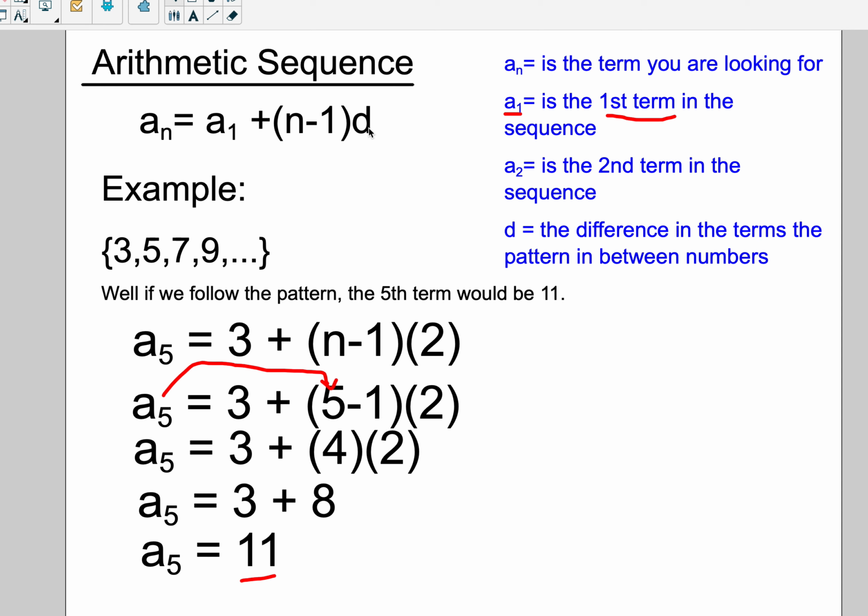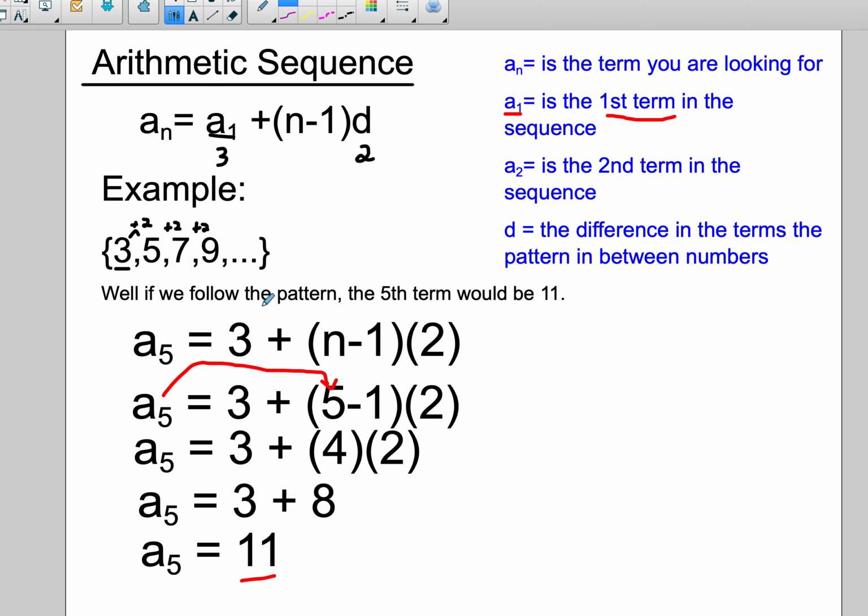So what does it mean by the difference of the terms? What is my pattern actually doing to go from 3 to 5, 5 to 7, 7 to 9? It's actually increasing by 2. So every time it's plus 2. So your D in this problem is going to be 2, and your a sub 1 would be the first term, which is 3.